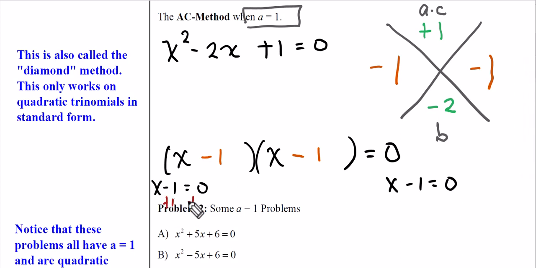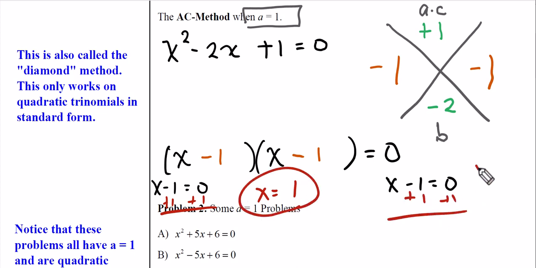We add 1 to both sides. I get x is equal to positive 1. And I add 1 to both sides. And I get x is equal to positive 1. So this is a special case, right? We've talked about it in the past. But this is called a double root.